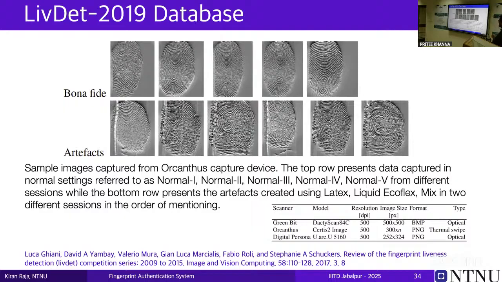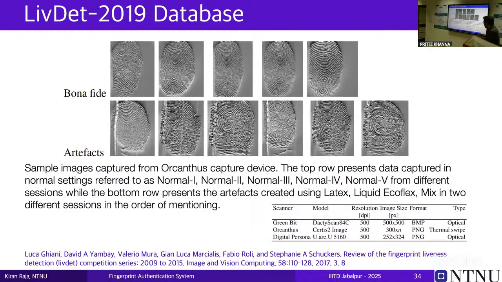So the idea here is that every year they release a data set, which is 2019, 2020, and so on. It's called LivDet. And the live data has a number of samples. On the top, you see the real samples that are captured from the actual people. And the second one is all the artifacts, which are captured from fake fingerprints.